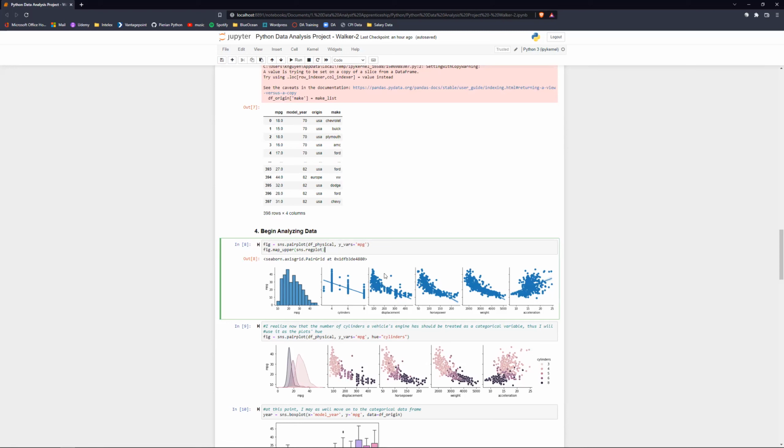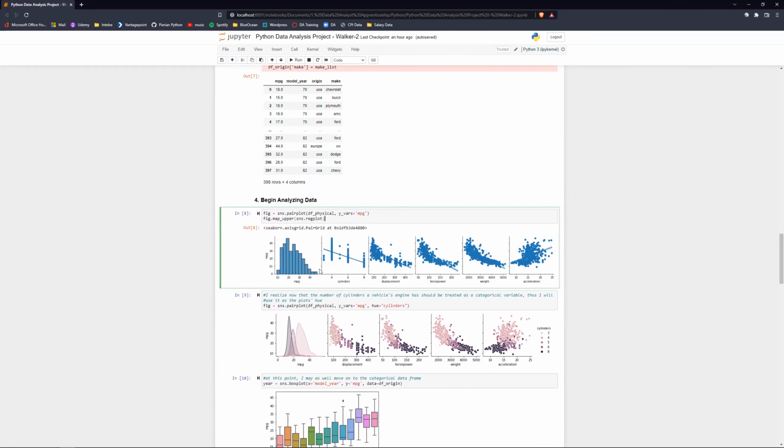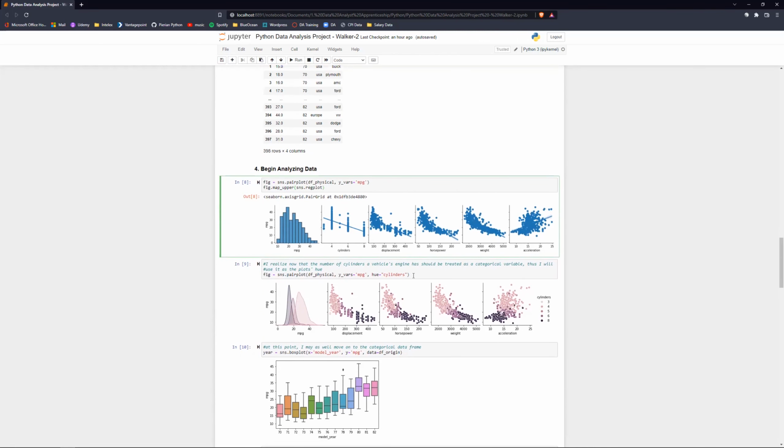MPG is negatively correlated with displacement, horsepower, and weight, which makes sense. If you have to pull more weight, that's going to take more power, which is what horsepower is, and that's going to reduce your fuel efficiency. But looking at this, I realized afterwards that cylinders was more categorical, because you can't have 2.5 cylinders or 4.5 cylinders in a car. So I hued it instead.